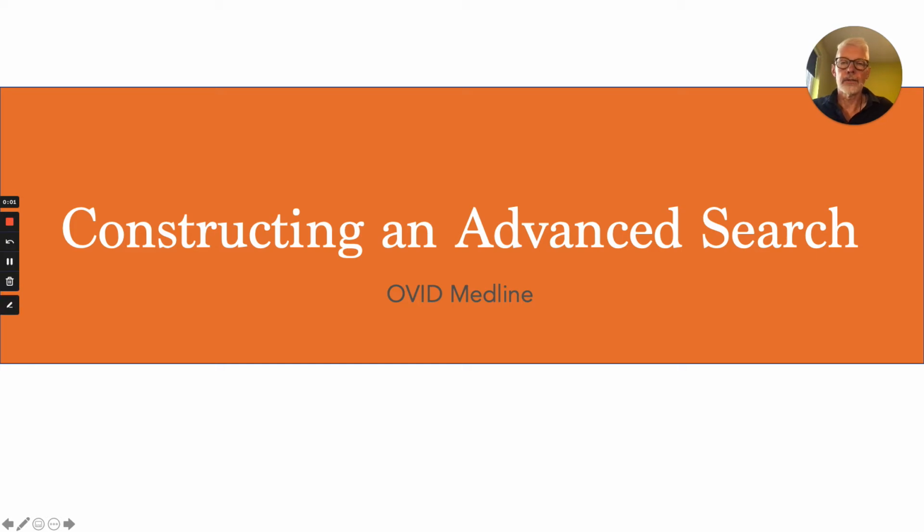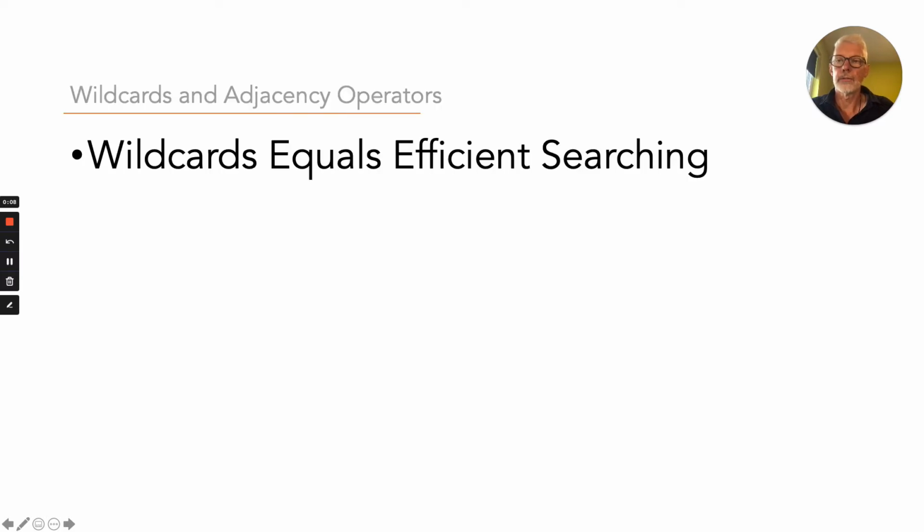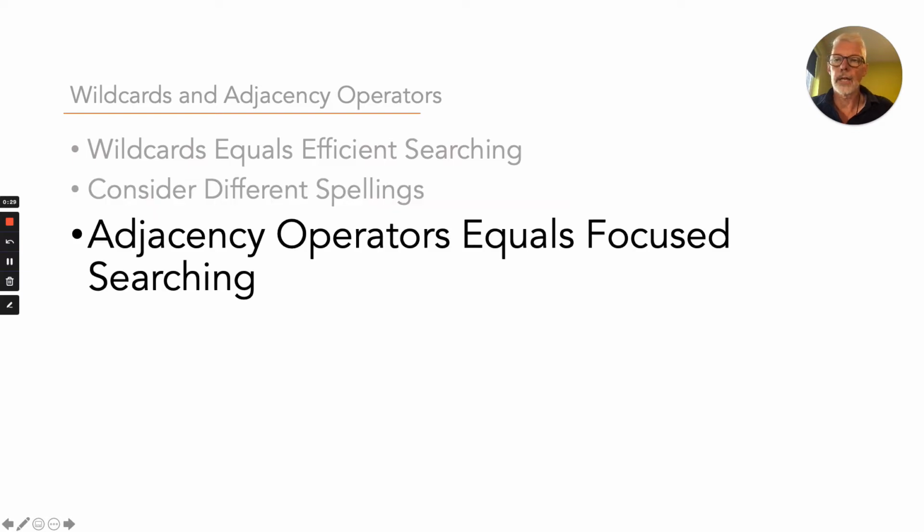Hi, in this video on advanced searching, we're going to take a look at wildcards and adjacency operators. So what do they do? Wildcards equals efficient searching. We'll show you how you can use different wildcards in different parts of the word to make your searches a little bit more efficient. One of the benefits is that it takes into consideration the different spellings, specifically between US and British spellings. And then I'll take a look at adjacency operators and how that equals efficient and focused searching.